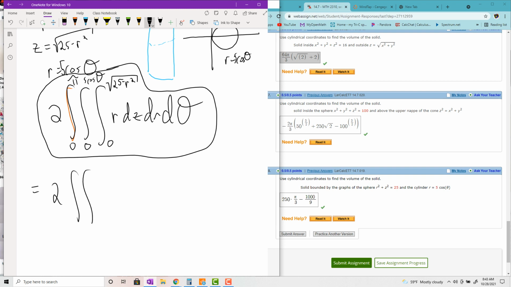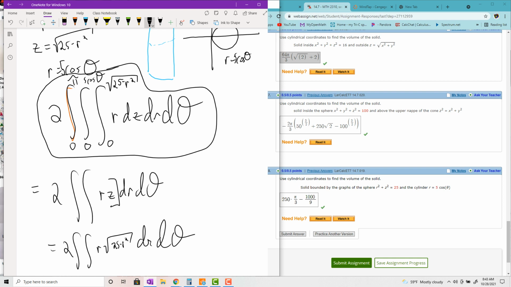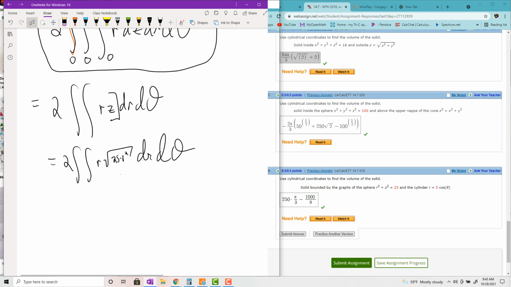So we get r z dr d theta. This will be 2 times the integral. I have to evaluate this for z. So it's r times the square root of 25 minus r squared dr d theta. I'm going to have to do a u sub on that portion. Let u equal 25 minus r squared. So du is negative 2r dr. So dr is negative du over 2r.